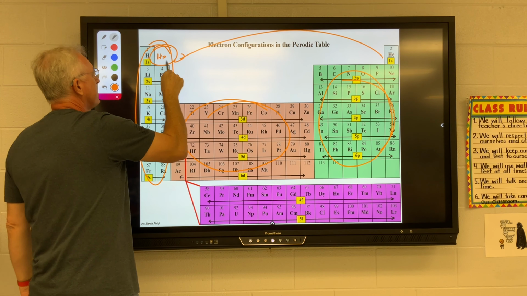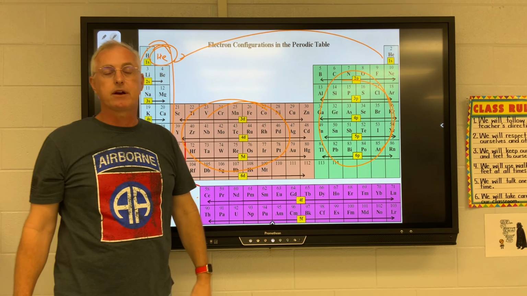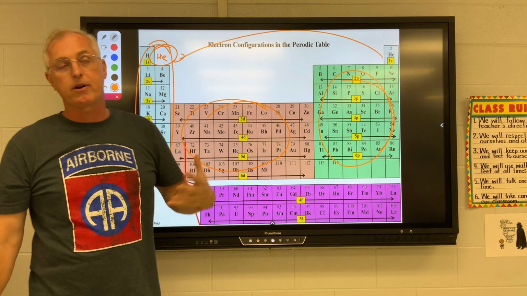6s. Now you got to be careful here because these guys jump down here. 6s, 4f, 5d, 6p. Again, the pattern on the periodic table matches the pattern we saw in the picture just a second ago.